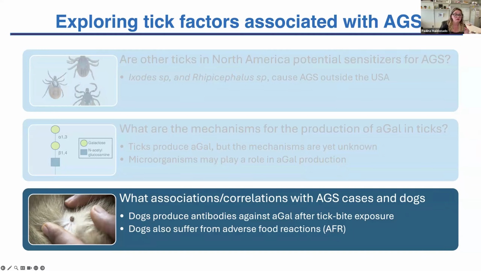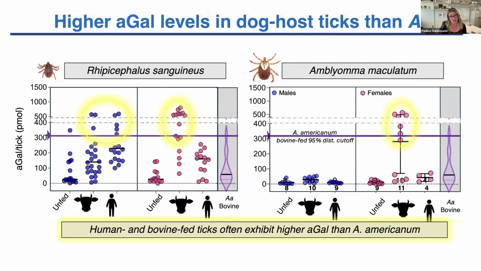Now, yes, dogs have alpha-gal. They have endogenous alpha-gal. So theoretically, they wouldn't necessarily need to produce antibodies against a self molecule, but they do when they have tick bites. And we also know that dogs suffer from adverse food reactions that so far have not really been linked to any ectoparasites. So we wanted to address these questions.